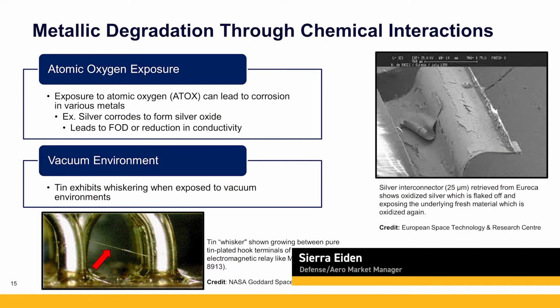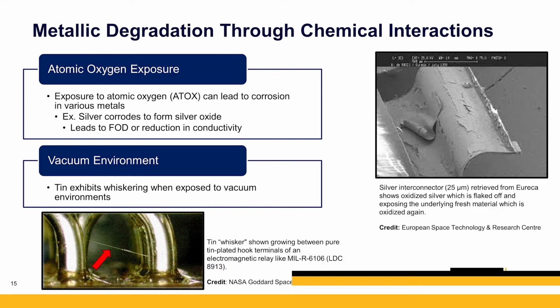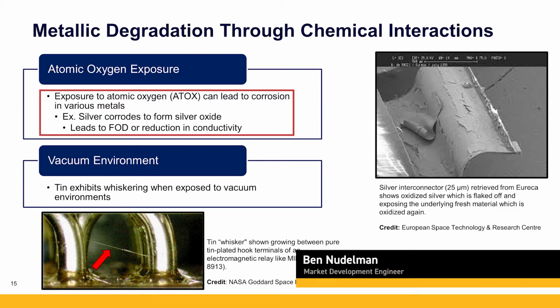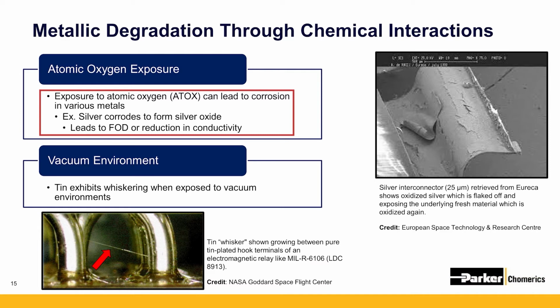When we think about corrosion, we tend to think of electrolytic corrosion, which is due to the presence of water. But in space, there are different types of electrolytes, and metals tend to degrade significantly depending on the chemicals that they are exposed to. Exposure to atomic oxygen can lead to corrosion in many different metals. That's right, Sierra. Silver, for example, will corrode when exposed to atomic oxygen, which can lead to foreign object debris, or FOD, as a result of the silver oxide flaking off. Silver oxide is relatively conductive, but can still have a negative impact on conductivity or grounding performance.